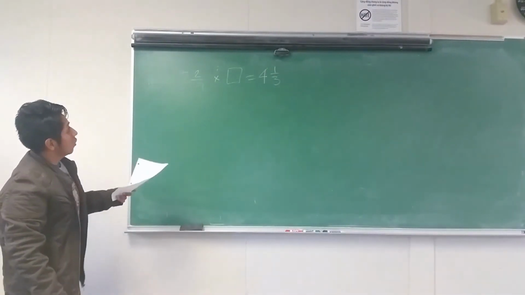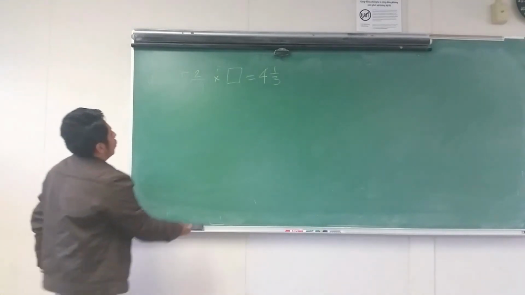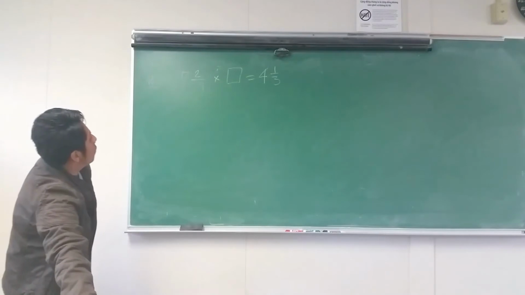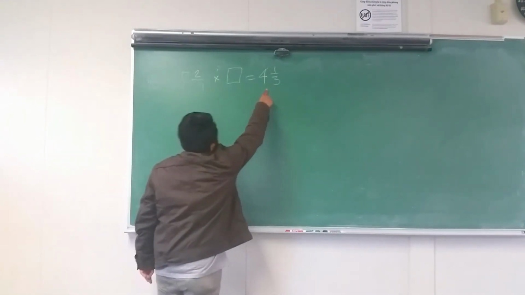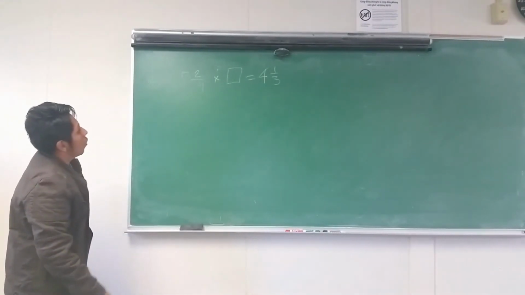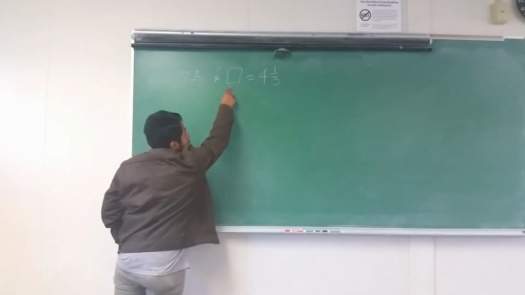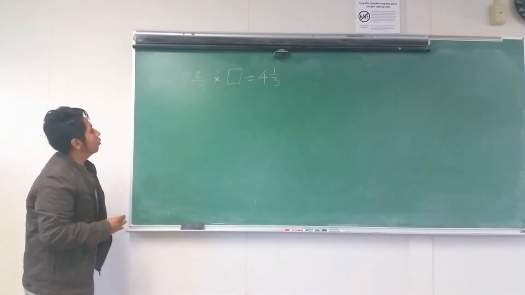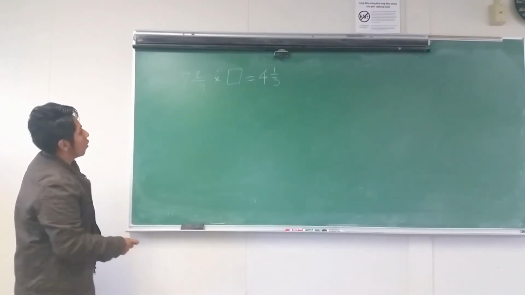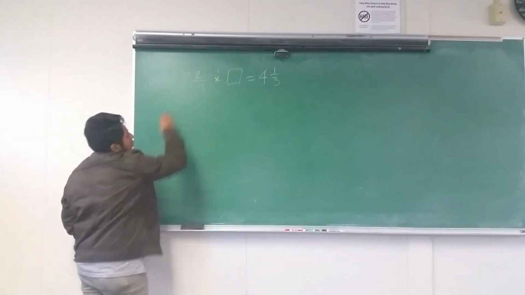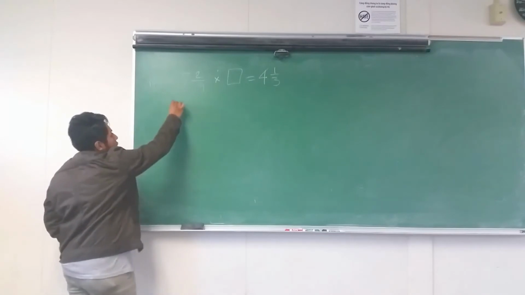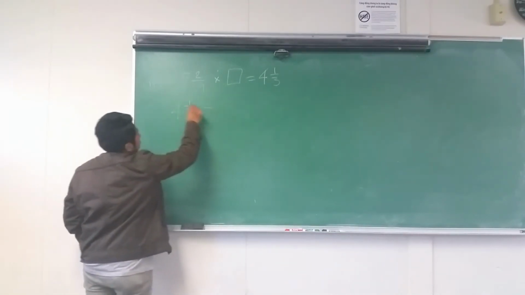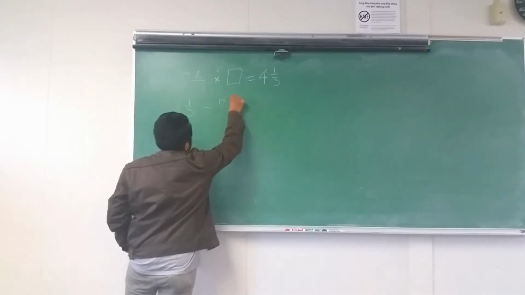What are we doing here? We have to identify. These two are called the multipliers, and this mixed number is called the product. So what are we missing? We're missing one of the multipliers. So if you're missing one of the multipliers, you have to divide the product by the non-multiplier. In this case, the product is 4 and 1/3 divided by 7 and 2/9.